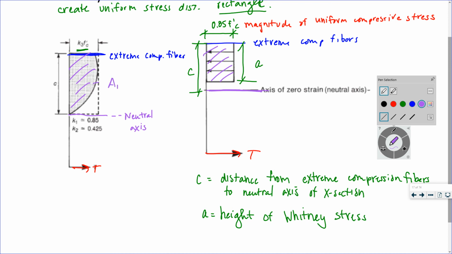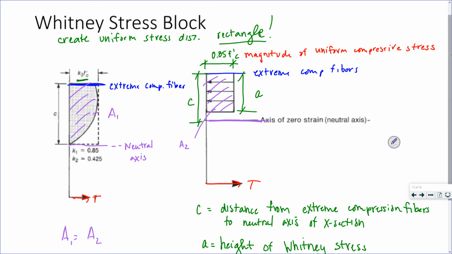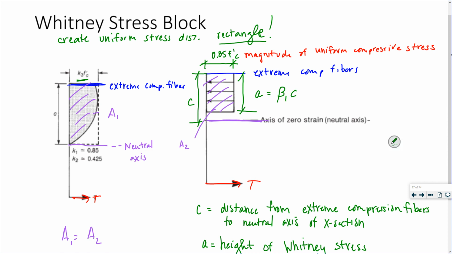So that this area is equal to that area. Area 1, area 2. That's all we're doing here: we're trying to find a way to find area 1 so it's not that terrible parabola. And the formula for the height of our stress block is beta 1 times c. It's some value times c.